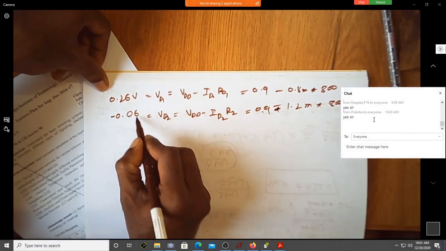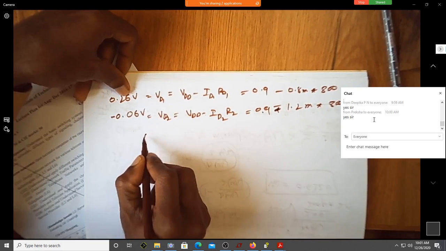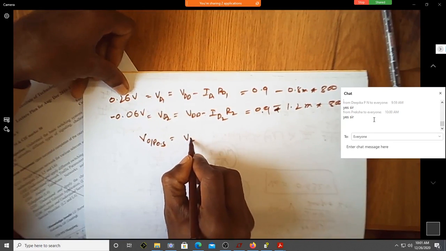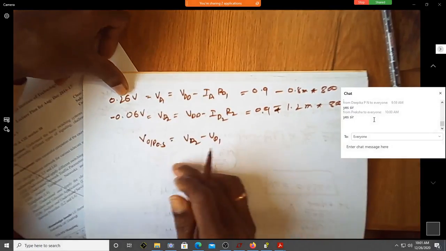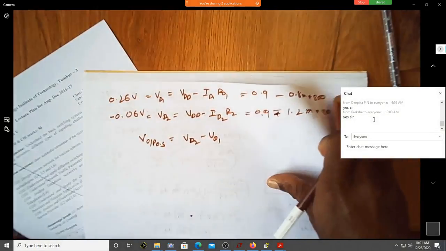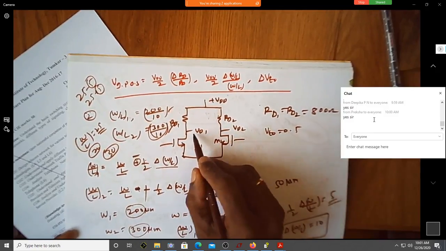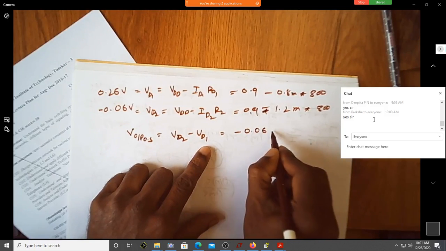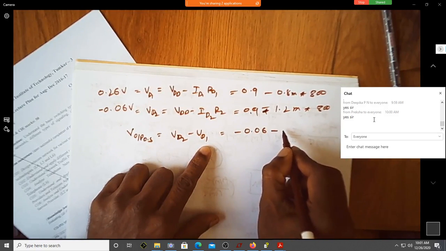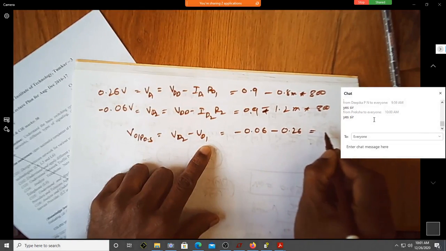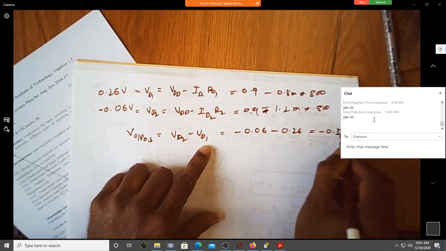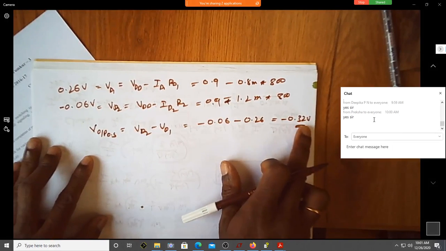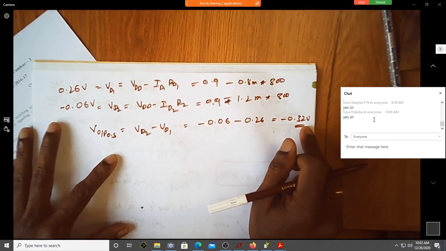minus 0.06 volt. How much is the output offset voltage? VD2 minus VD1, because you usually take it as this minus this, no? So it is minus 0.06 minus 0.26. Is it not minus 0.32? You have to say very exactly, specifically minus 0.32. Is that fine?